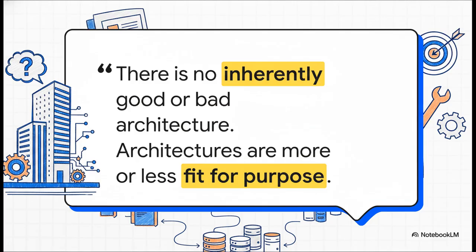This is probably the single most important idea we're going to talk about. It really shifts your perspective. The quality of an architecture isn't some absolute thing you can measure in a vacuum. So the takeaway: we need to stop arguing about good versus bad and start asking, good for what? It's all about being fit for a specific purpose.